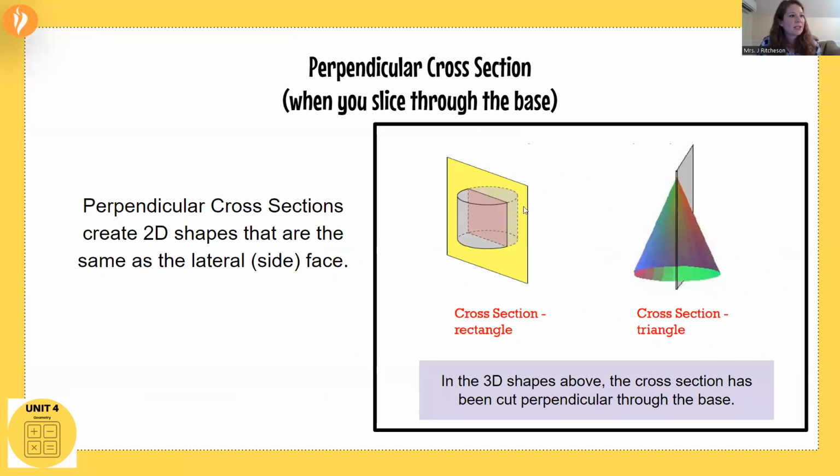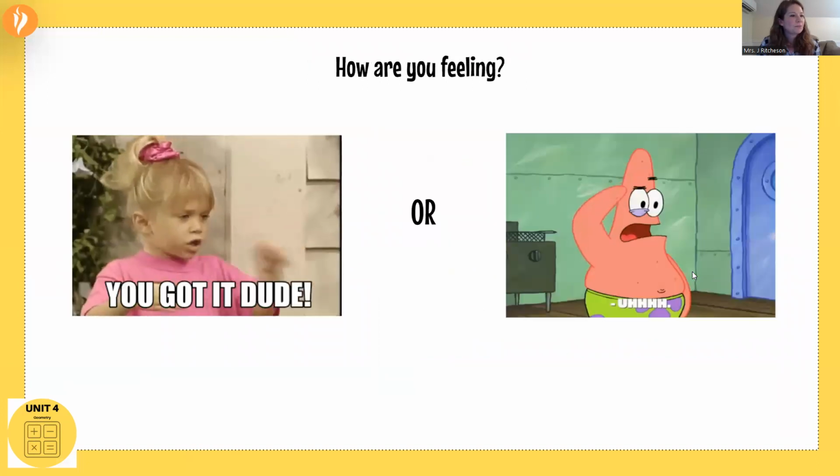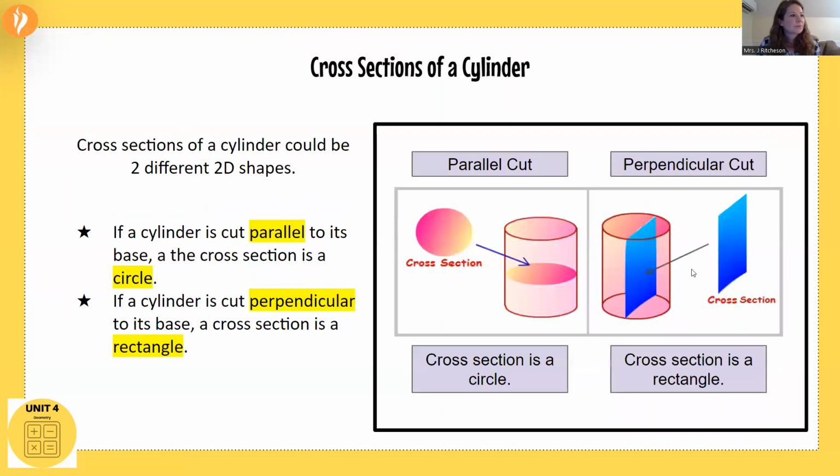All right, here's our cylinder. If we cut it perpendicular to its base, we're going to see a rectangle. And our cone, if we cut it perpendicular to its base, we're going to see a triangle. All right, so these are all going to be the same. So guys, this whole lesson, I'm pretty much repeating myself.